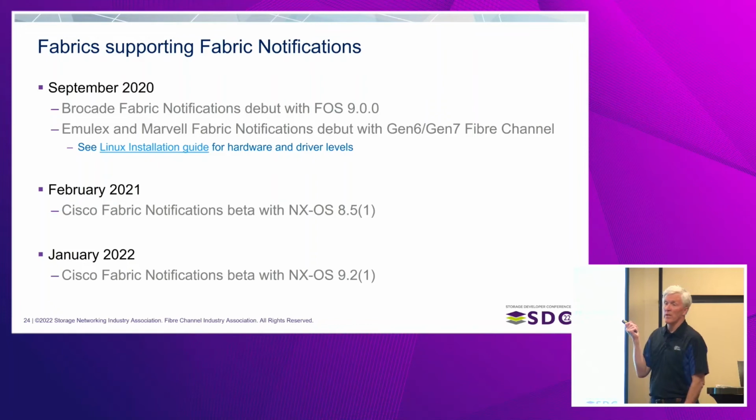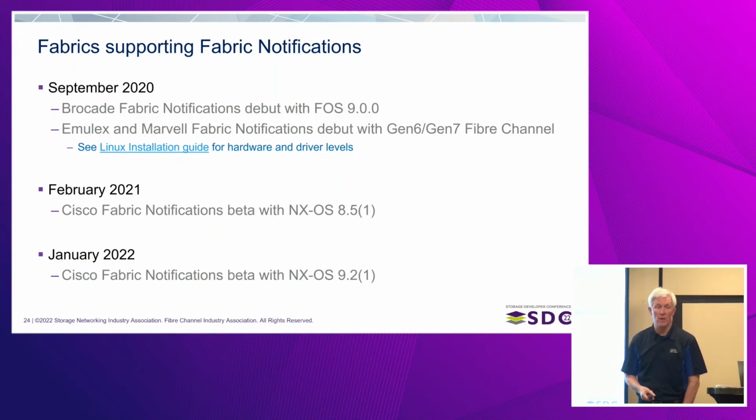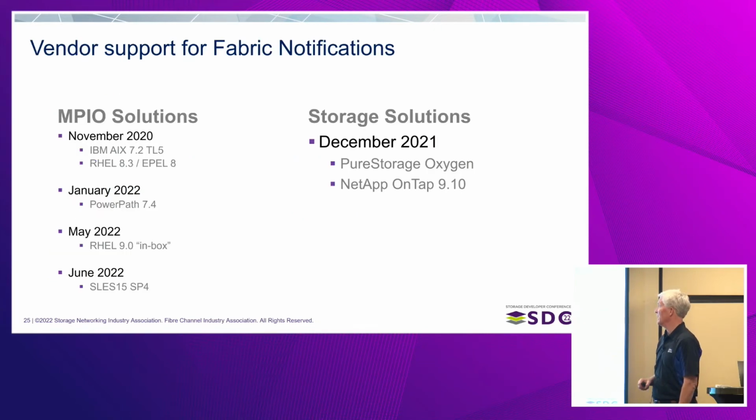In September of 2020, we had the first introduction of devices that support the fabric notifications capability. Both Brocade and Cisco support it from a fabric perspective, and you can see here the initial releases. Both Emulex and Marvell debuted support for the functionality in September of 2020 as well. So it's alive and well today.